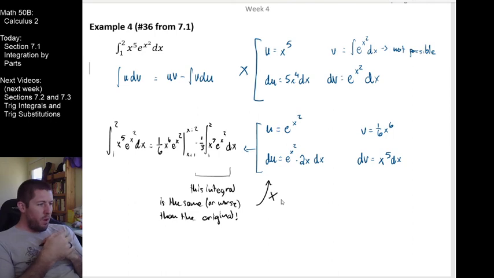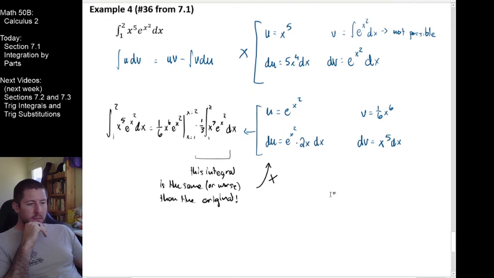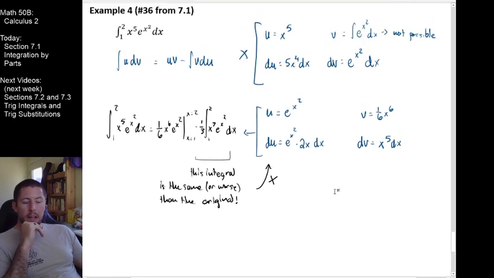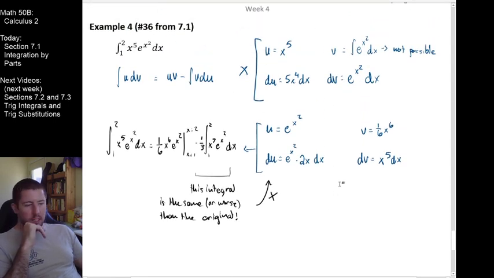Well, I want to think to myself, what's the most annoying part of this problem? What's the most obnoxious thing here? What's the thing that's really preventing us from doing the things that we want to do?